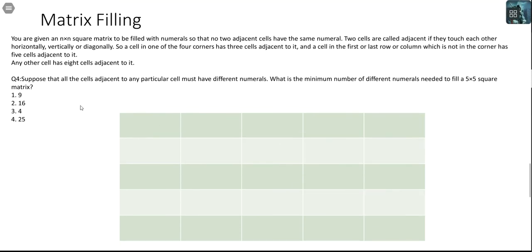Okay. Let's get to the last question. Suppose that all the cells adjacent to any particular cell must have different numerals. Oh, previously I was told no two adjacent cells should be identical. Now I've been told all cells adjacent to it should have different numerals. Okay. What is the minimum number of different numerals needed to fill a 5 by 5 square matrix?